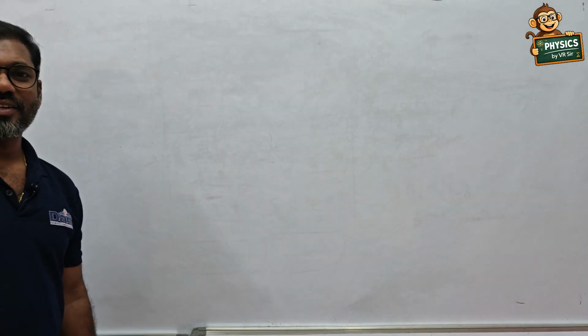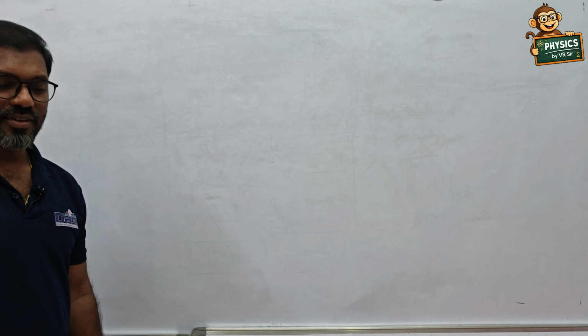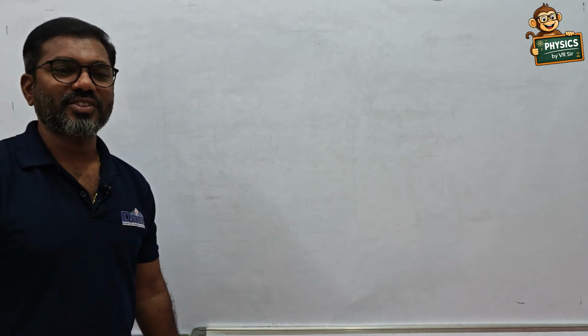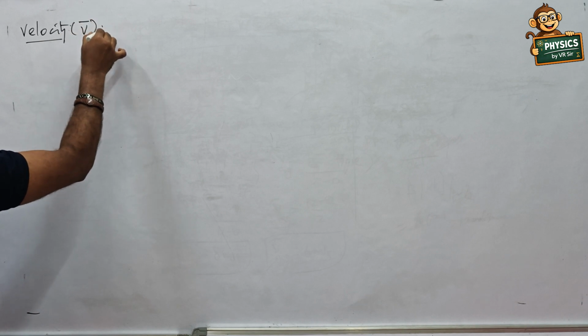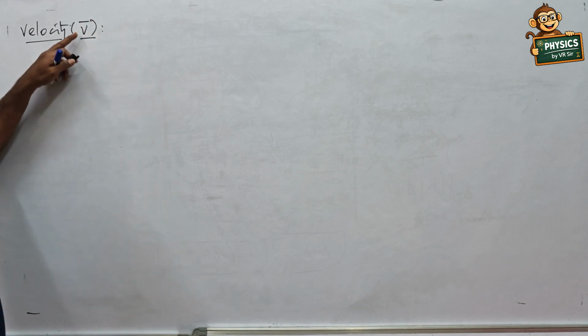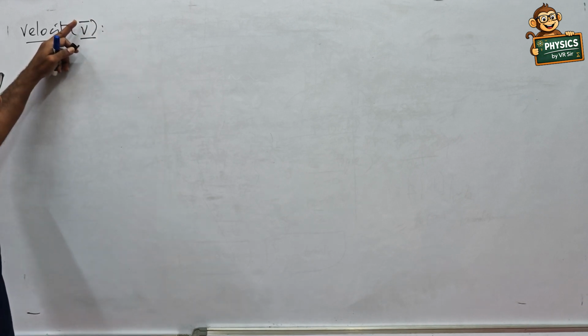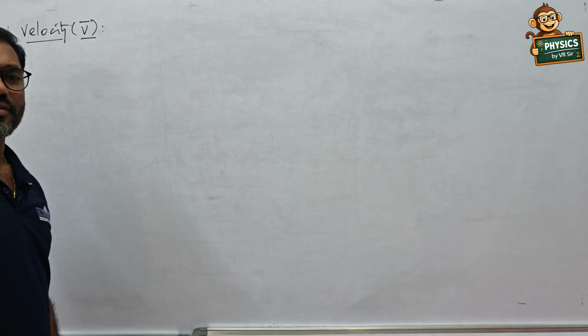Now, in the last class, we talked about average speed, and in this class, we're going to discuss velocity. Let's see here. Velocity. It is represented with V bar, a bold letter with a bar on its top.